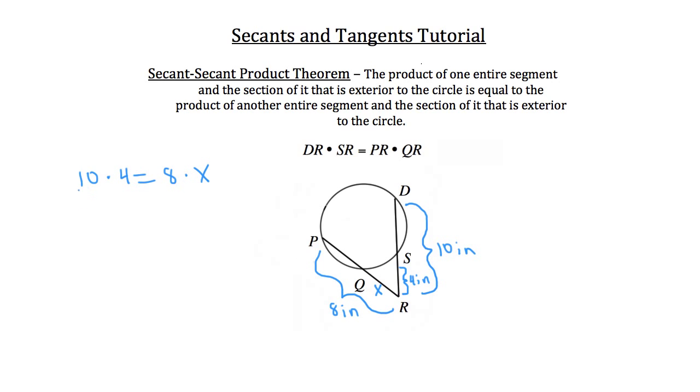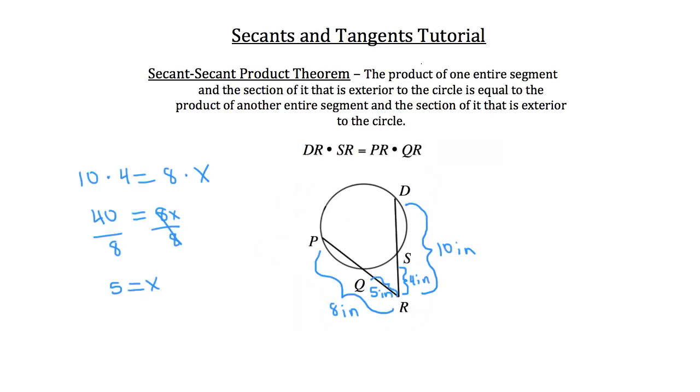So on the left, 10 times 4 is 40, and on the right, 8 times x is 8x. We want to solve for x, so I'm going to divide by 8 on both sides of the equation. 40 divided by 8 is 5, and the 8's over here are going to cancel, and we'll be left with x. So for this problem, segment QR has a length of 5 inches. So I'll write that in for this segment. QR is 5 inches.